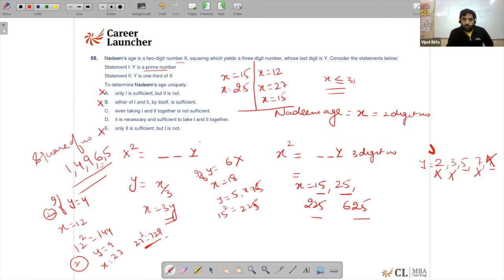Okay, now we have to check whether by combining these we are getting a unique result. y is a prime number, so therefore x will be either 15 or 25, and y is 1/3 of x. So we're looking for the common value. There is only one common value, that is x equal to 15. If I combine, I've got a unique solution. So therefore, taking 1 and 2 together is necessary and sufficient, and that is going to be my answer. I am able to get the unique answer to this question.